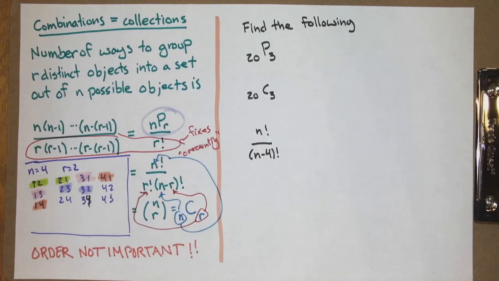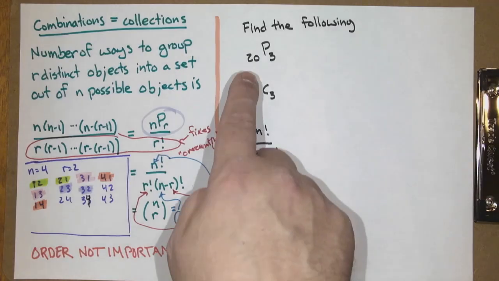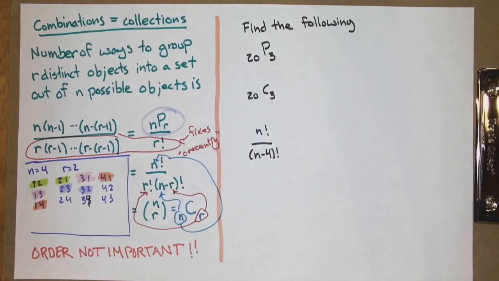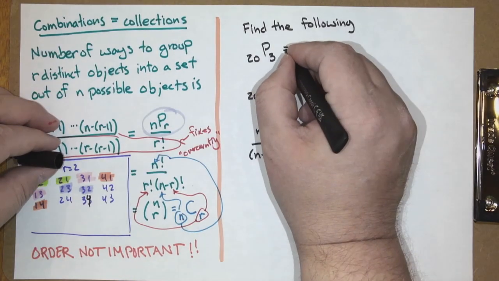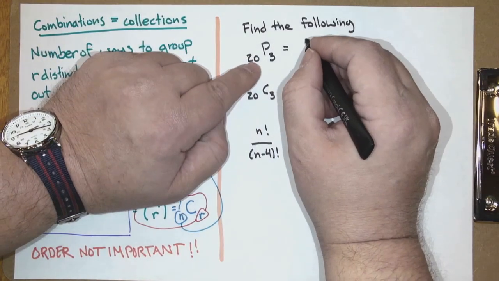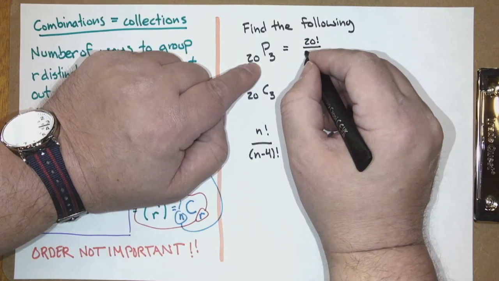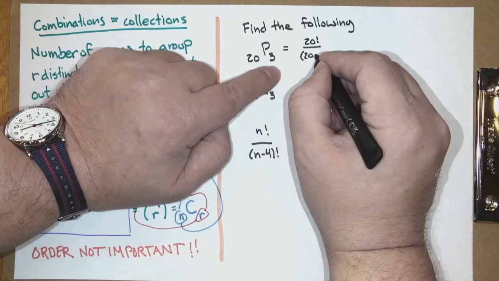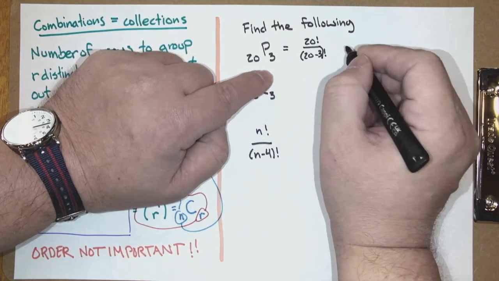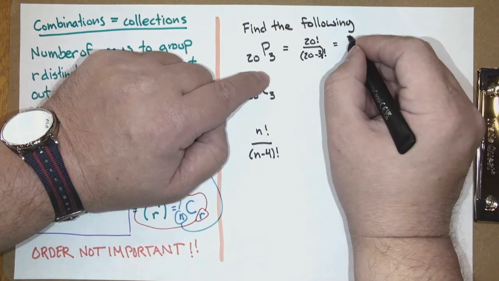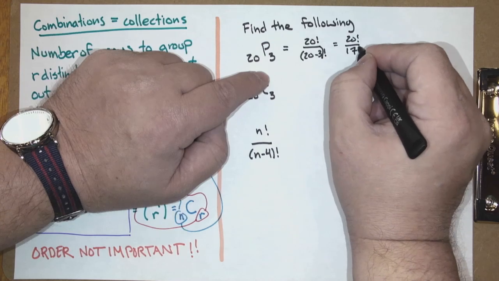Okay, well, let's try out some computations. Find the following. 20 P3. So what is 20 P3? Well, we can write down the formula. So we say, okay, this is our n. That goes upstairs. Downstairs, we would have 20 minus 3 factorial. So this becomes 20 factorial over 17 factorial.